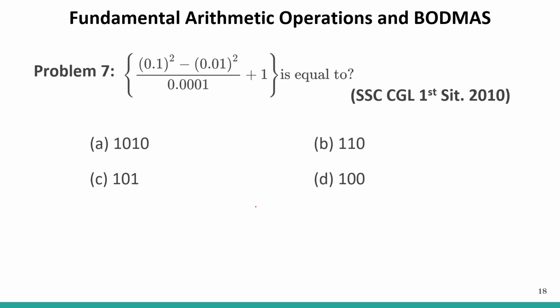Okay, let's see problem number 7. Problem number 7 asks us 0.1 whole square minus 0.01 whole square. Let's see how to solve this one. So this is equal to what? Plus 1 is here also. Don't forget this part. This has already appeared in first sitting of 2010 SSC CGL exam.